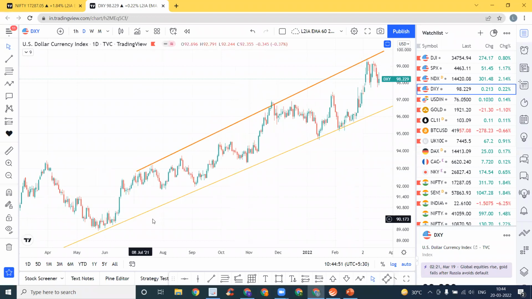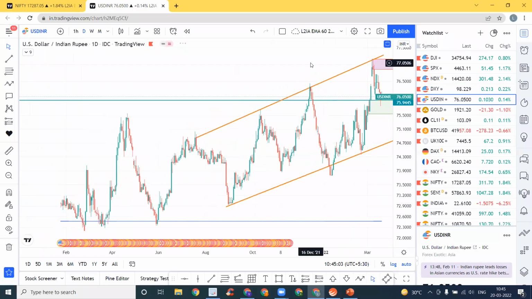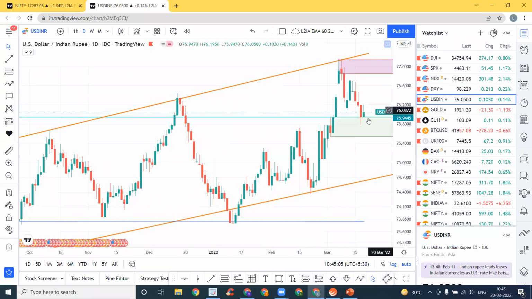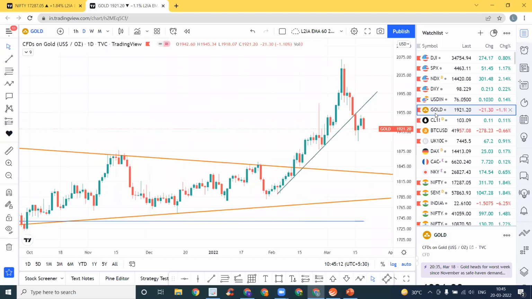Okay, a parallel wedge is there. It is trying to move up, but then it is coming down. So it has reached till this level, and then it has started moving down. USD INR has also come down a little bit. Okay, it has come to this DZ, demand zones, support levels. Gold has come down.